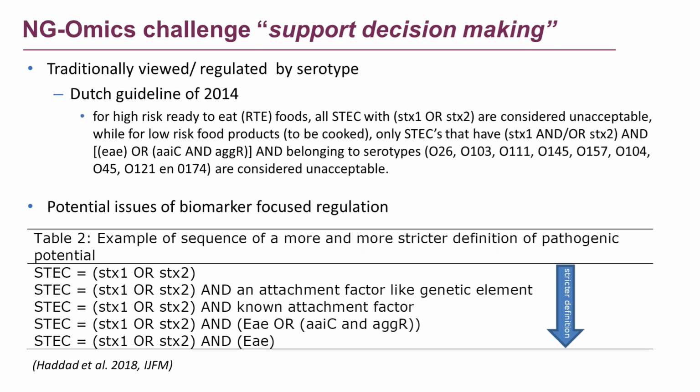So let's see how this would work if we look from a governmental side. If we look here at ESTEC, you can easily see in table 2 that if you have a more and more stricter definition of your pathogenic potential, then within regulation, you can come up with a lot of new rules. And I'm not going to read that out loud here, but you can see already that in the Dutch guideline of 2014 for ESTEC, the differentiation of serotypes and the genes that are involved with that makes that regulation can become very elaborate in the end. And this is only for ESTEC.